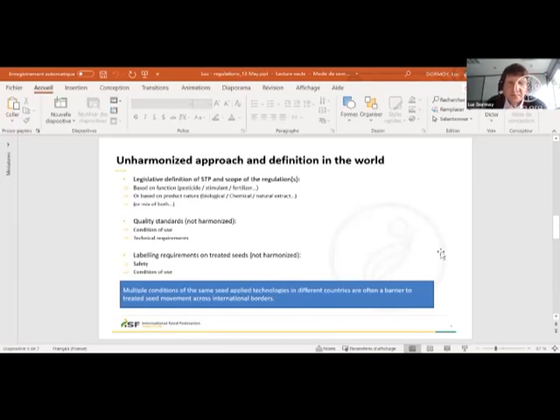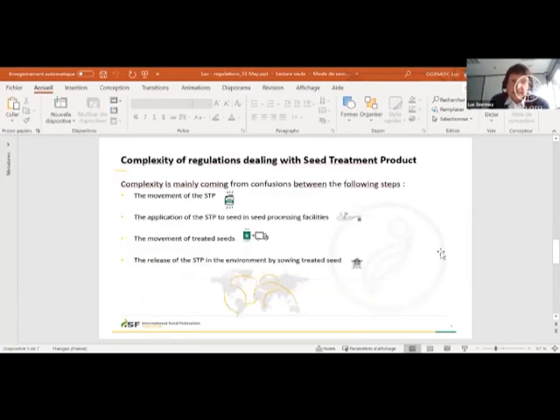The first step is the movement of the seed treatment product itself to feed the facilities for application. The second step is the application of this product on the seeds in seed processing facilities, as you have seen before. But it's different from the movement of the treated seed afterwards. This is the third step. And the last step is the release of the treated seed in the environment by sowing treated seeds.